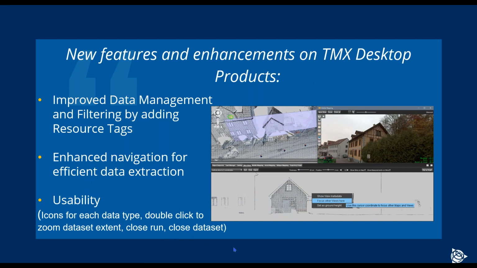And also for feature extraction, one of the key components, and that's what we are always asked for improvement, is the navigation. It's a very important component because the faster and more efficiently you can navigate through your data, the less time you're wasting in the office for feature extraction. TMX provides very good navigation tools, and now even better because now you can focus on an object.